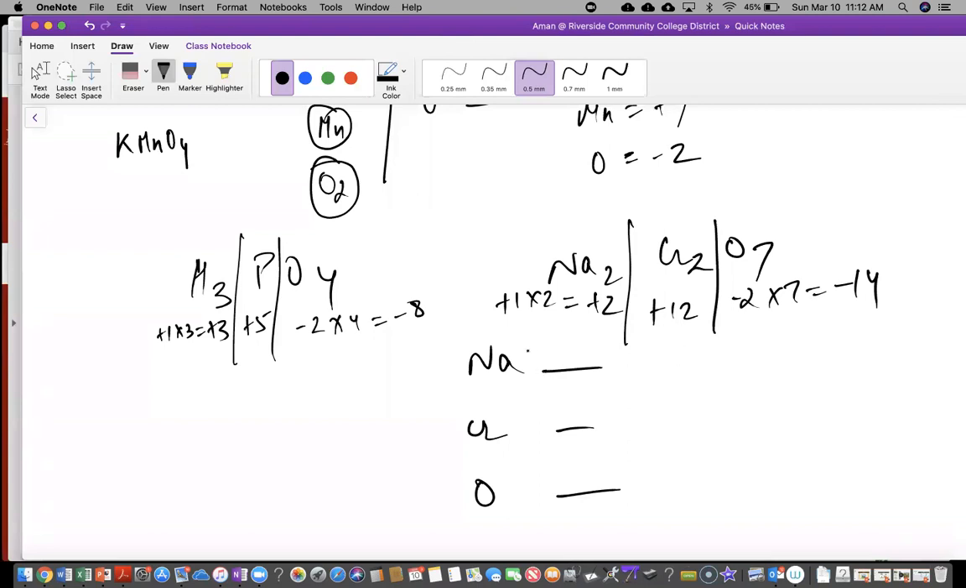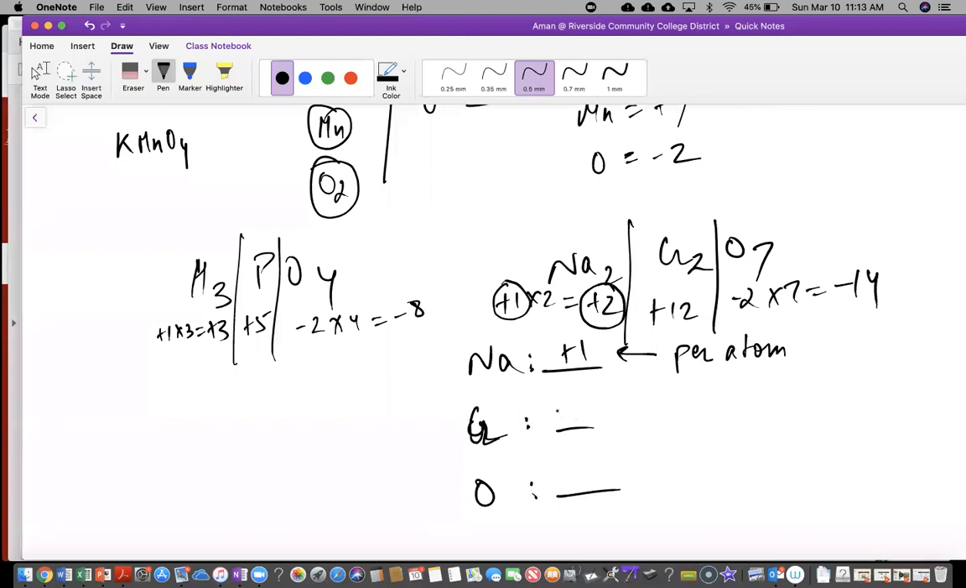What's the answer for sodium? +2. Okay, think again. Is it +2 or is it +1? +1, because of the rule. I forgot about the rule. The final answer that you put here has to be per atom. So don't solve the whole thing and at the end pick the right or wrong answer, okay? Per atom.